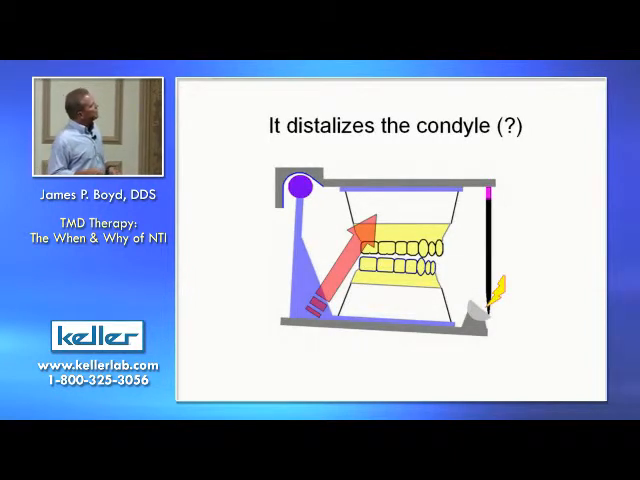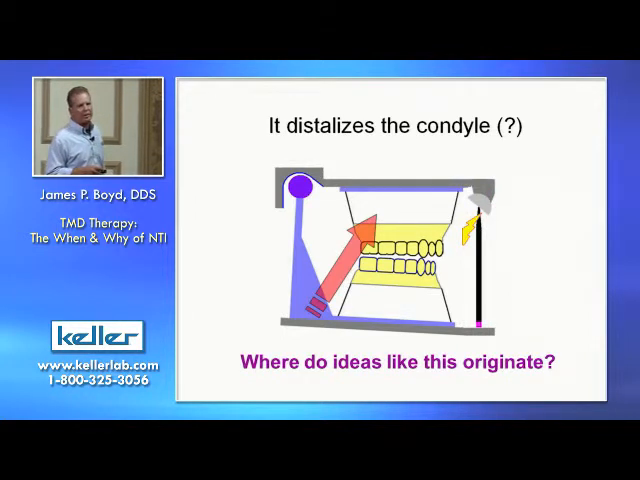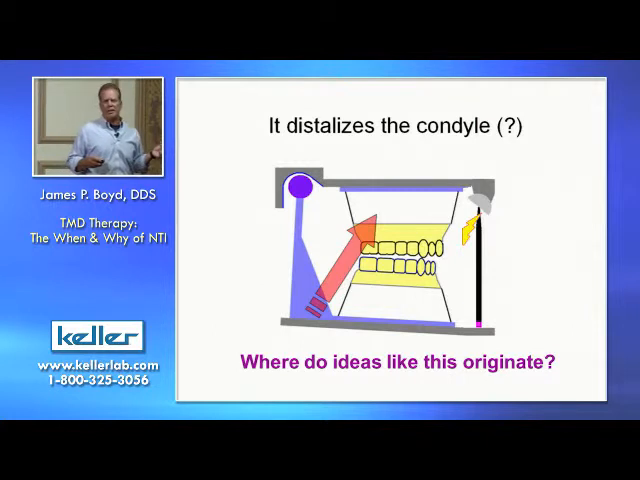So I flip this thing around. Let's take this here and flip it upside down as if you had an upper NTI device. And this is a lower incisor contacting a discluding element. We want to know, why do we think that would distalize a condyle?